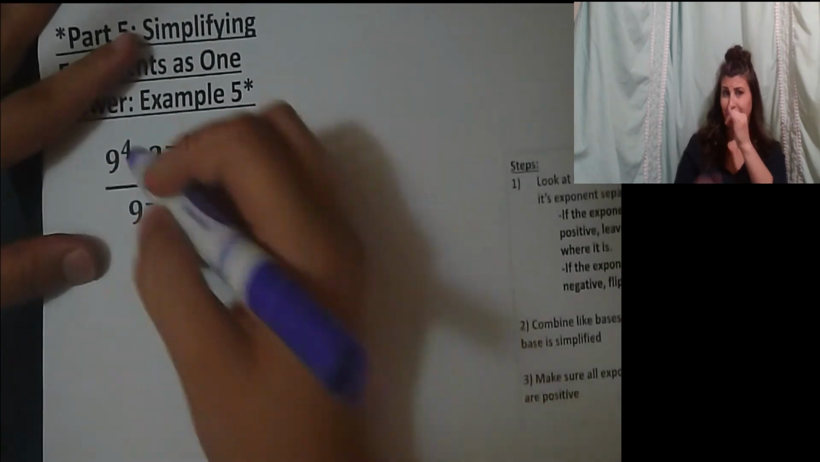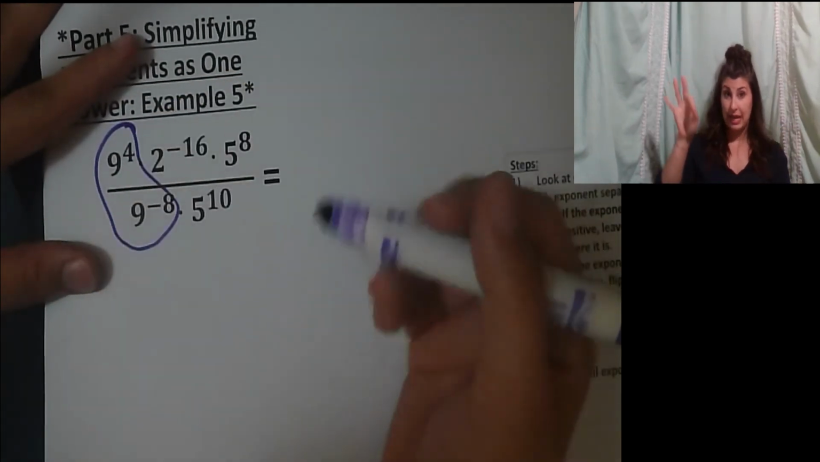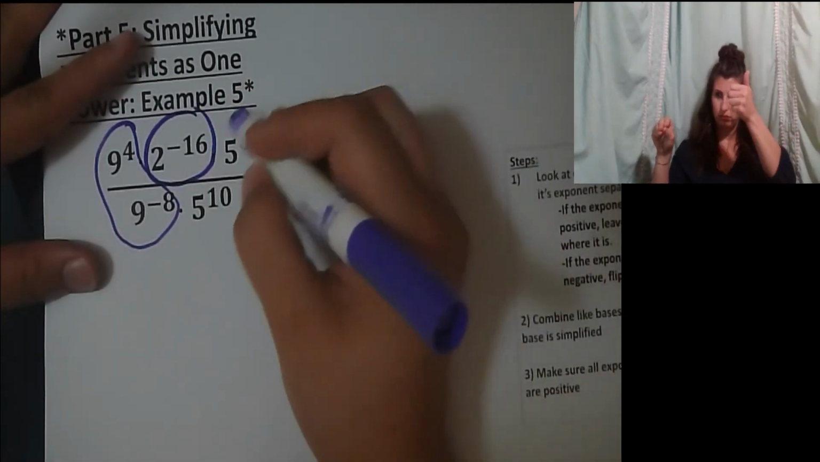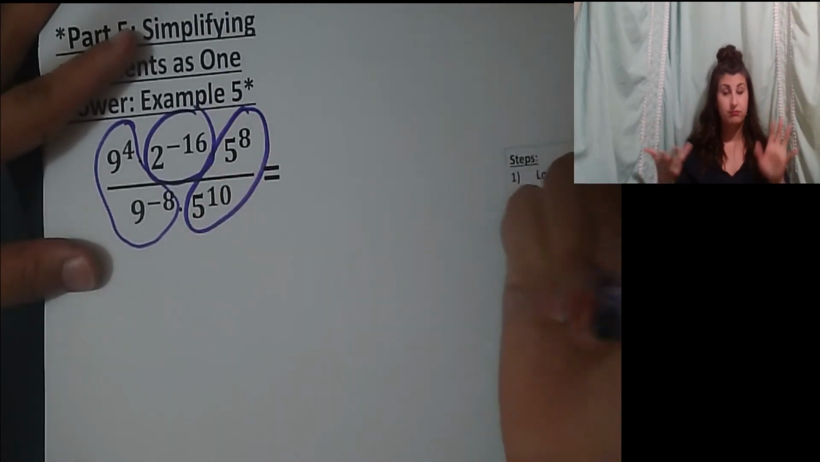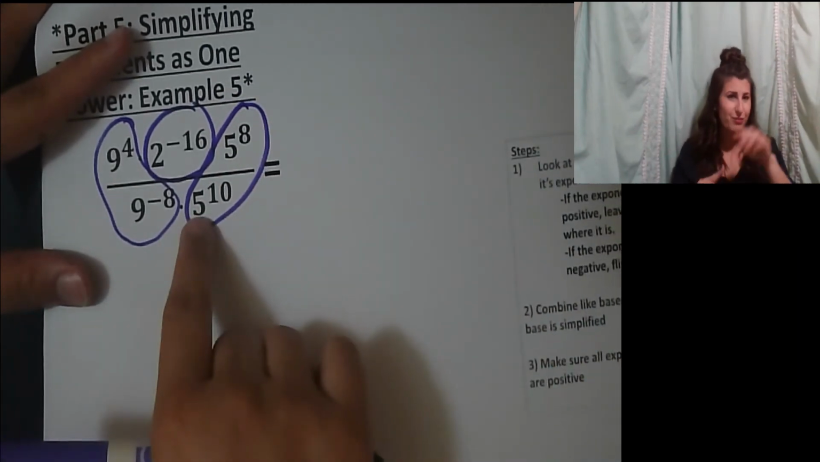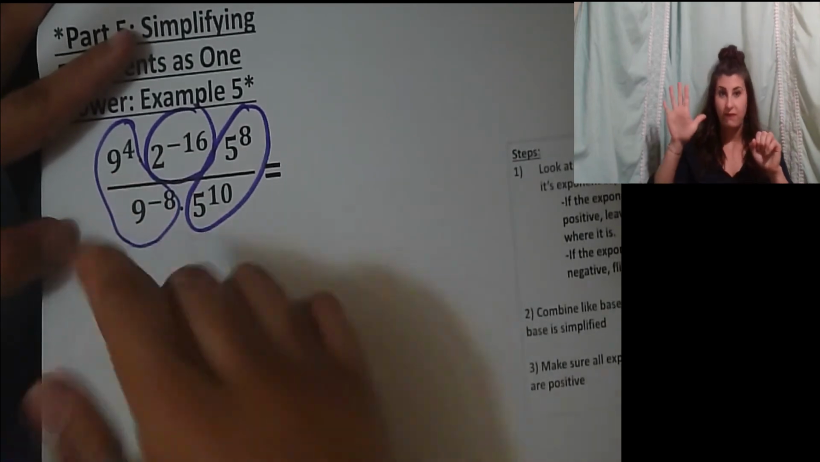Alright, let's look at these individually. So here's the 9s. This one's by itself. And there's the 5s. Right? And I'm talking about the bases. The base of 5, the base of 2, and the base of 9.